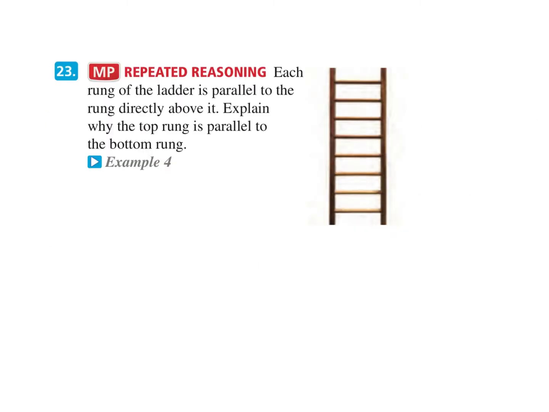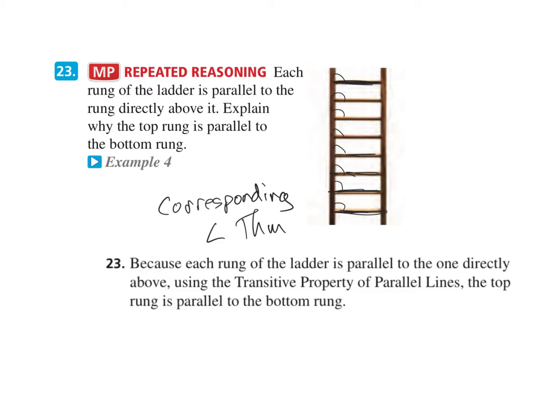Each rung of the ladder is parallel to the rung above it. It's telling us that each one of these rungs, the step part, is parallel to the others. Now it says explain why the top rung is parallel to the bottom rung. By the corresponding angles theorem, if the corresponding angles are congruent, then they're parallel. We know they're both parallel, and by corresponding angles all the way up, those are all parallel. And here you can see by the transitive property, one is parallel to the next, to the next, all the way up to the top.